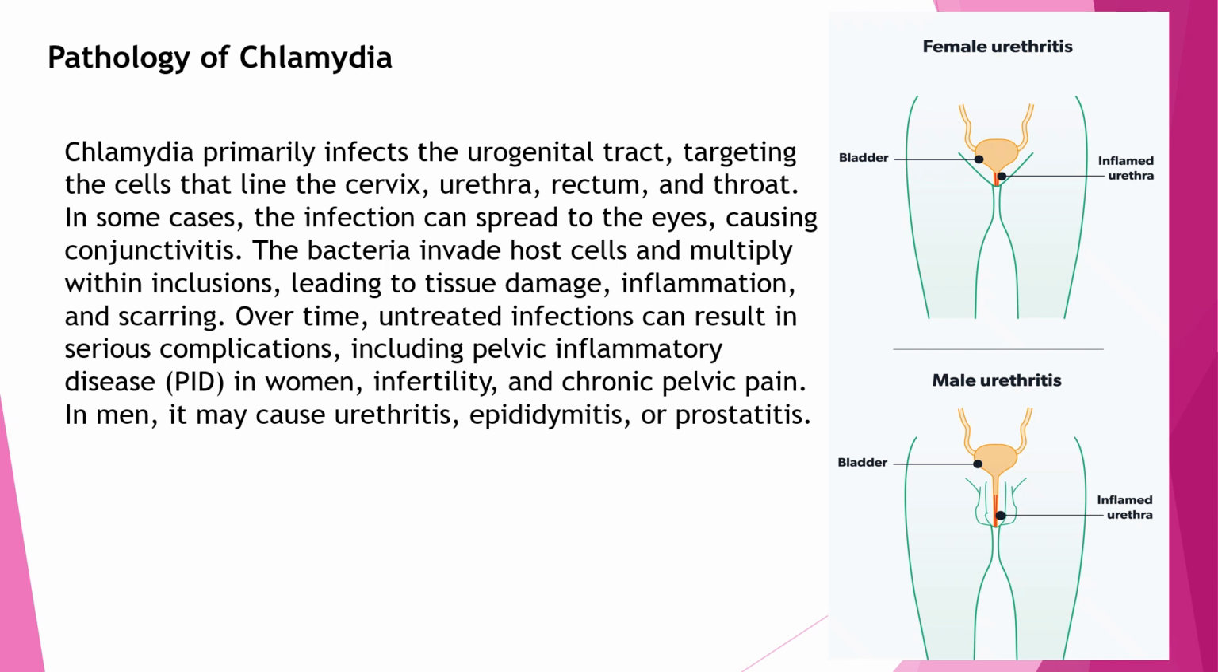So on the right, over here at the top, we have the female and the male diagram, which shows where chlamydia affects the body. So for the pathology, chlamydia primarily infects the urogenital tract, which targets the cells that line the cervix, the urethra, the rectum, and the throat. In some cases, the infection can spread to the eyes, causing conjunctivitis. The bacteria invade host cells and multiply within inclusions, leading to tissue damage, inflammation, and scarring. Over time, untreated infections can result in serious complications, including pelvic inflammatory disease in women, infertility, and chronic pelvic pain. In men, it may cause urethritis, epididymitis, and prostatitis.